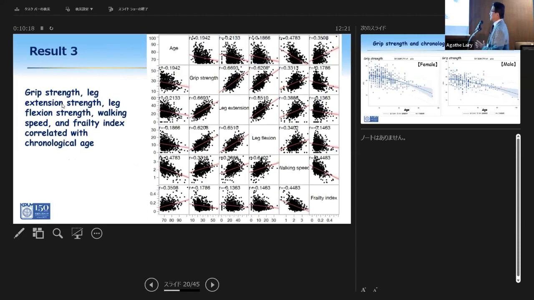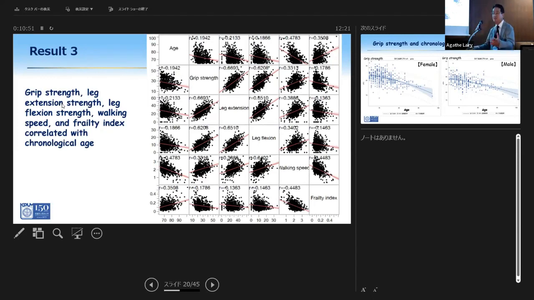This is very interesting data from our Kyoto area. This is grip strength. Grip strength negatively correlates with age, and leg extension also negatively correlates with age. Leg flexion also negatively correlates. Walking speed also negatively correlates. And frailty index positively correlates with aging.